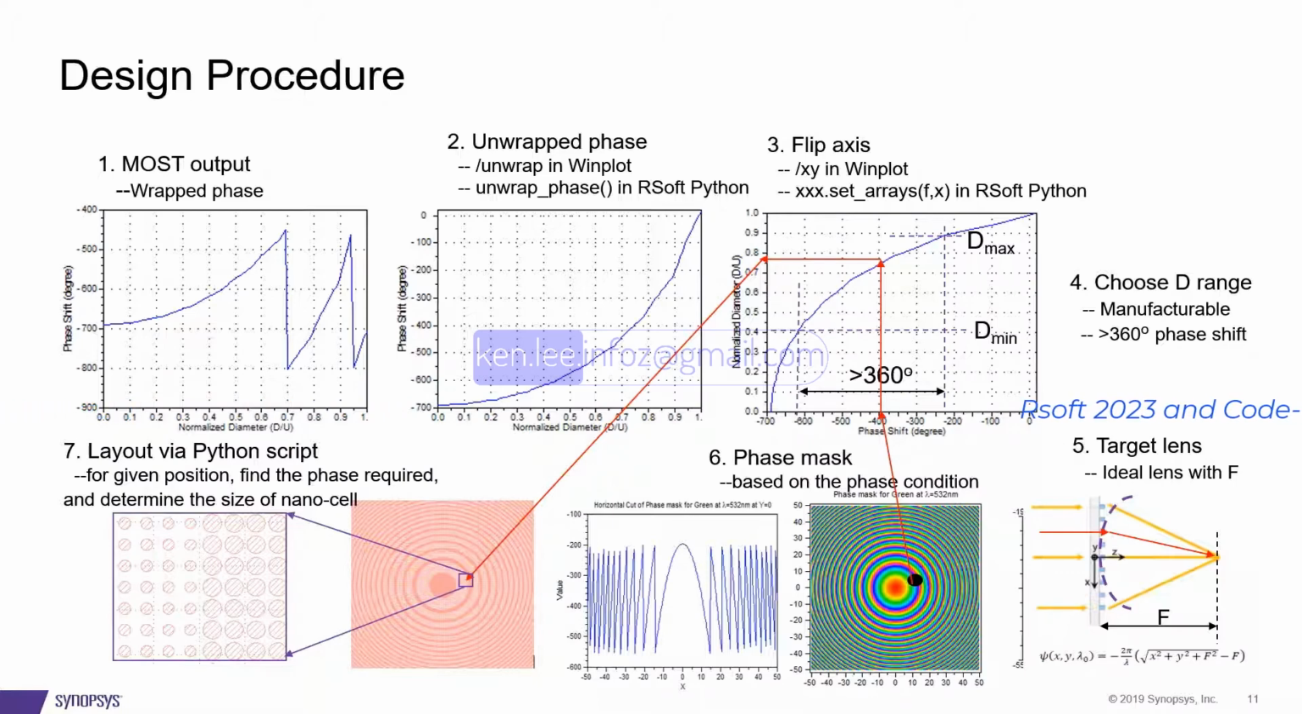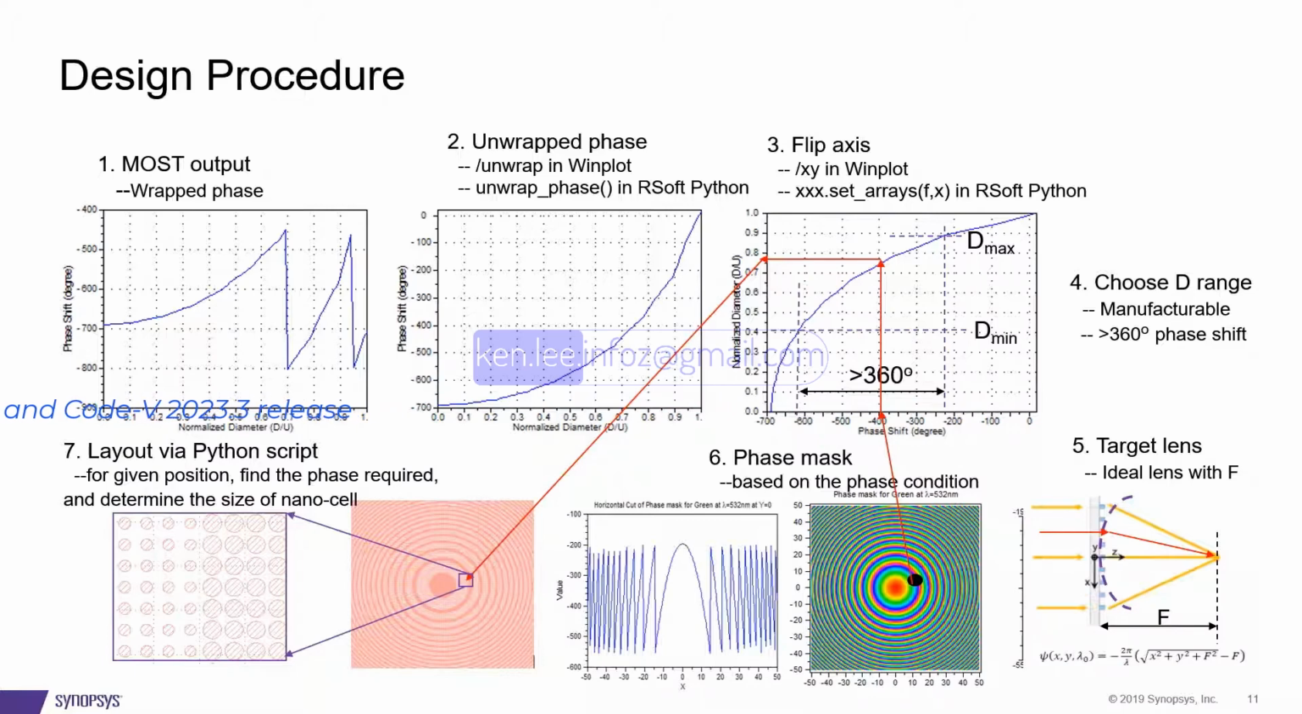Step 5, on the bottom right, the design target plays a role. Depending on the application, the phase profile can be different. Here, we use an imaging lens as an example, and the phase profile should satisfy this function in order for the light to focus on the focal point. Based on this phase condition, we are then able to create the ideal phase mask to achieve the design goal. This is shown in step number 6.